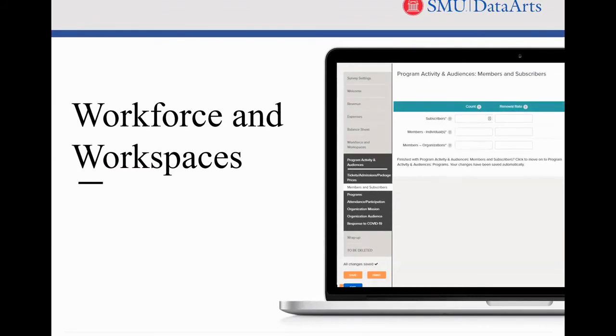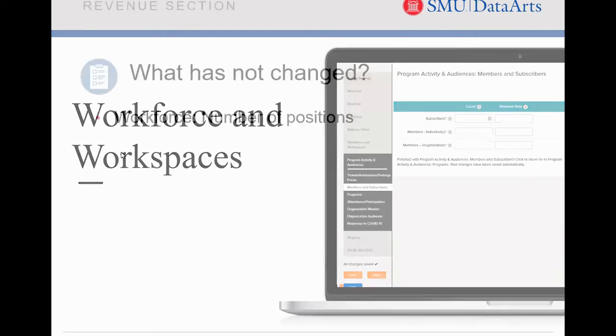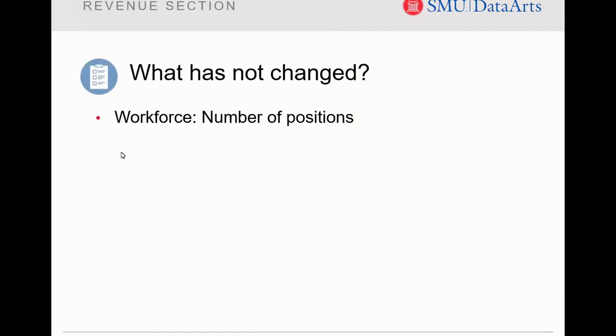All right, next let's look at the workforce and workspaces sections. So what has not changed in this section? In the workforce section, you will still enter the number of positions of each type. And in workspaces, you'll still enter up to 5 workspaces. You'll enter the address and a few other details about those physical workspaces. Only 1 is required, but you can enter up to 5.